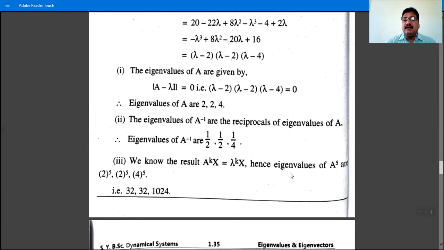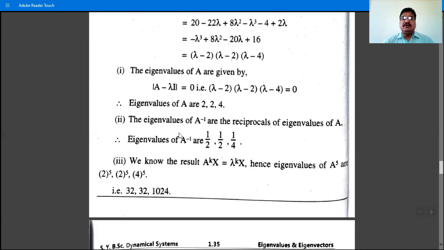That is, if the eigenvalue of A is lambda, then the eigenvalue of A raised to k is lambda raised to k. That is, 2 is the eigenvalue of matrix A, then 2 raised to 5 is the eigenvalue of A raised to 5. So 2 raised to 5, 2 raised to 5, 4 raised to 5 are the eigenvalues of the matrix A raised to 5.